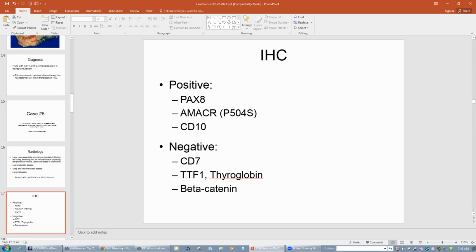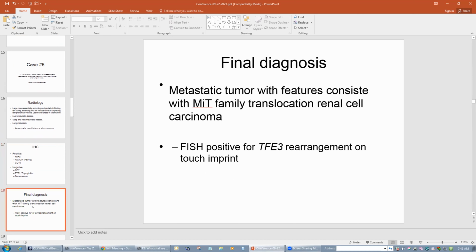Beta catenin, for the pancreatic tumor, was negative. So the final diagnosis is a tumor with TFE3 rearrangement. We call it a metastatic tumor with features consistent with MiT family translocation renal cell carcinoma.